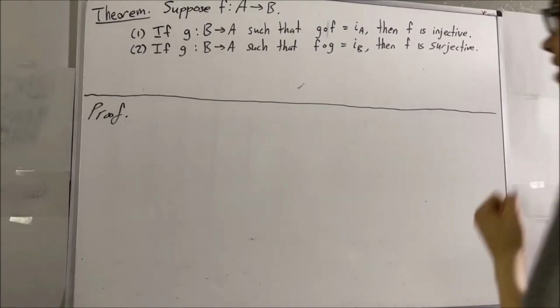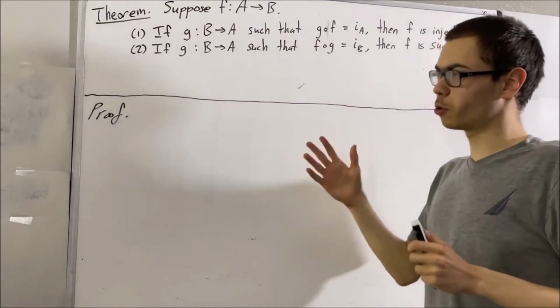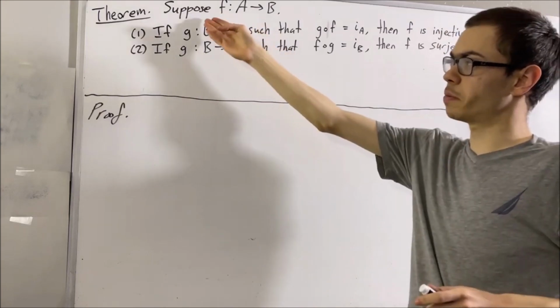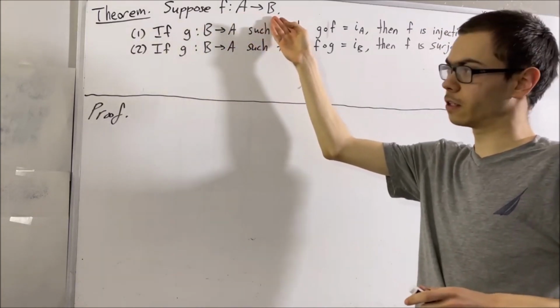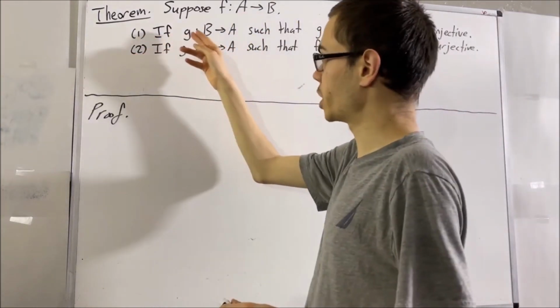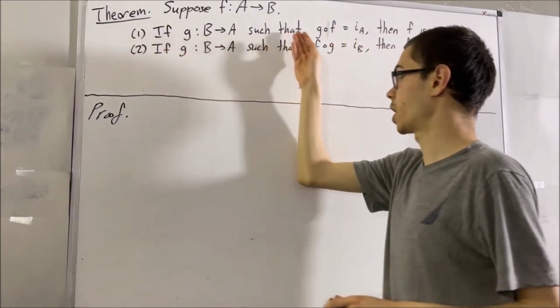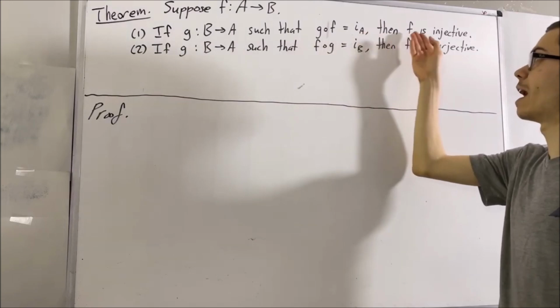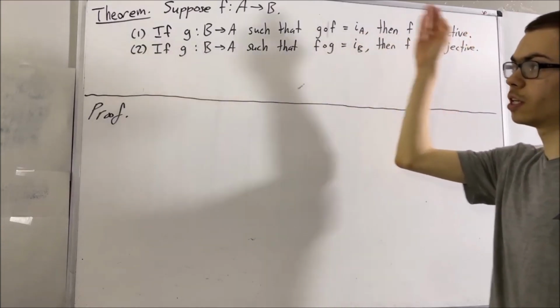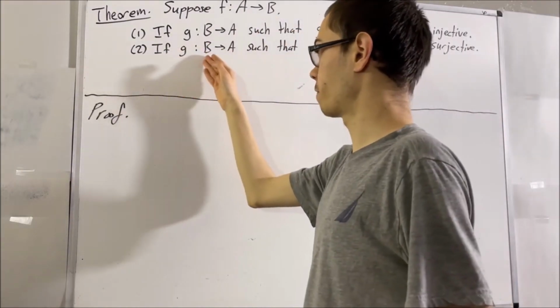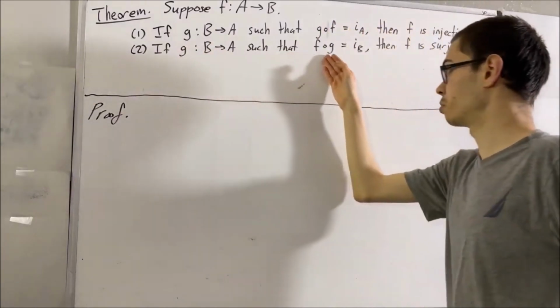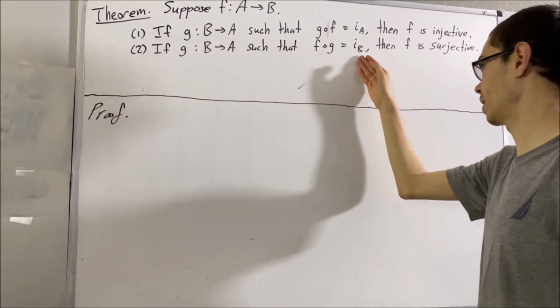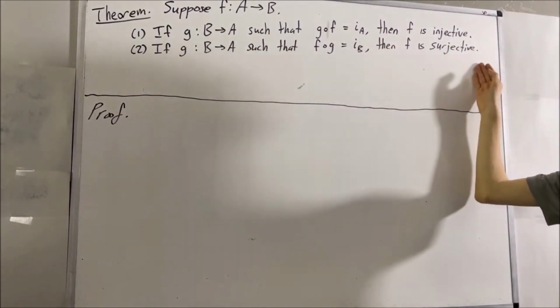Hello! In this video, we are going to prove the following theorem. Suppose f is a function from A to B. 1. If g is a function from B to A, such that g compose f is equal to the identity relation on A, then f is injective. 2. If g is a function from B to A such that f compose g is equal to the identity relation on B, then f is surjective.